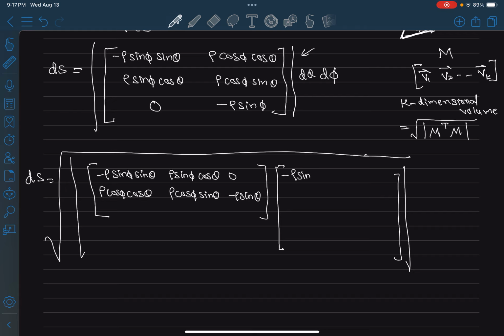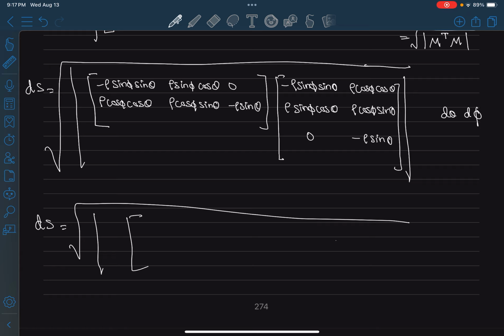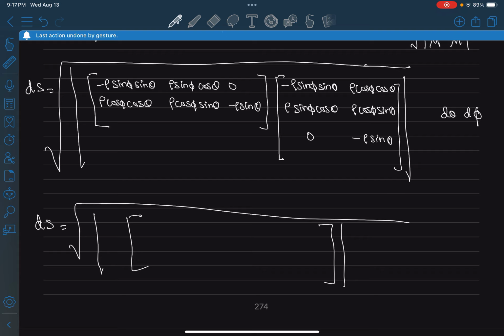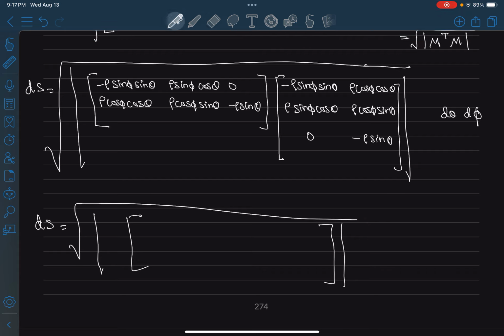Minus rho sine phi sine theta, rho cos phi cos theta, rho sine phi cos theta, rho cos phi sine theta, 0, minus rho sine phi, d theta d rho. Okay, now ds will be the square root of the determinant of the matrix we are going to get, and then d theta d rho.